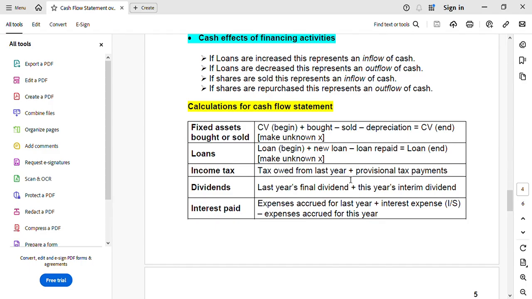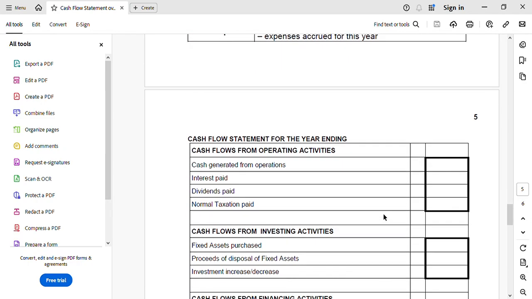As I mentioned earlier, the tax that you pay is any tax owed from last year plus this year's provisional tax payments. And I also mentioned this as well. Your dividends are going to be last year's final dividend and this year's interim dividend. One other amount that I didn't go through is the amount of interest paid. I'm talking about this interest paid here in the cash flow statement.